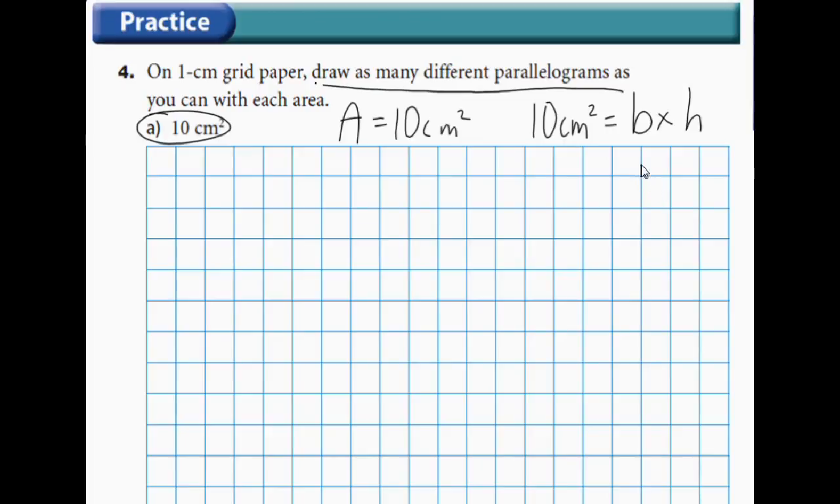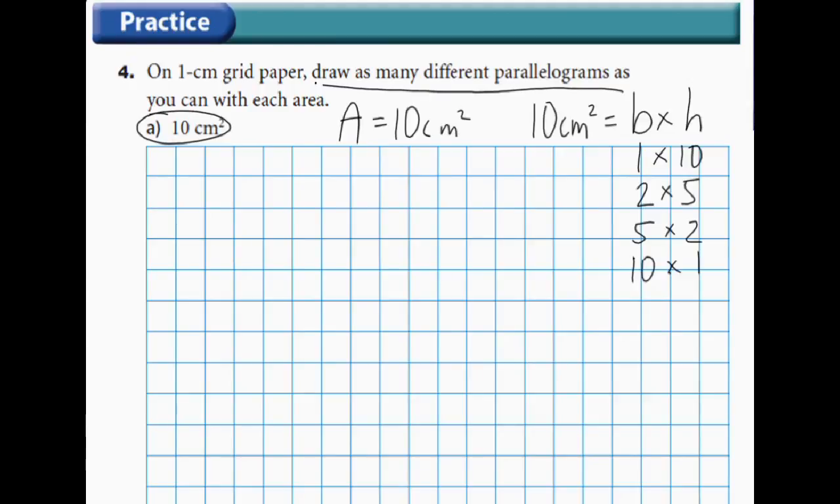So factors of 10 could be 1 and 10. It could be 2 and 5. So these are our factors of 10. So our base could be 1 and our height could be 10. Our base could be 2 and our height could be 5. And we could switch it around too. Our base could be 5 and our height could be 2 rather. And our base could be 10 and our height could be 1. So let's try that out and see what that looks like and if it actually works.